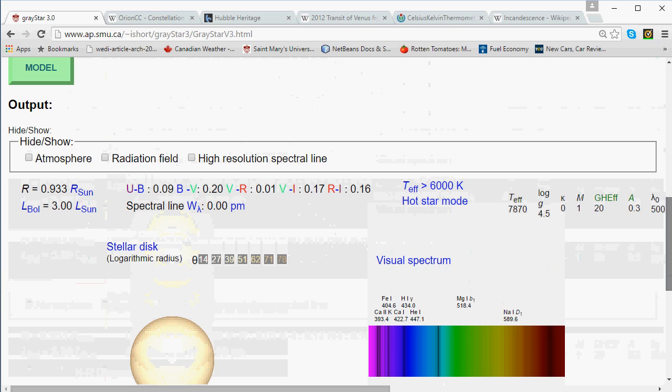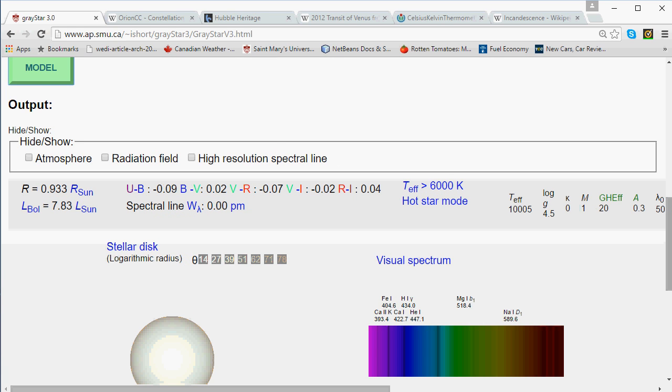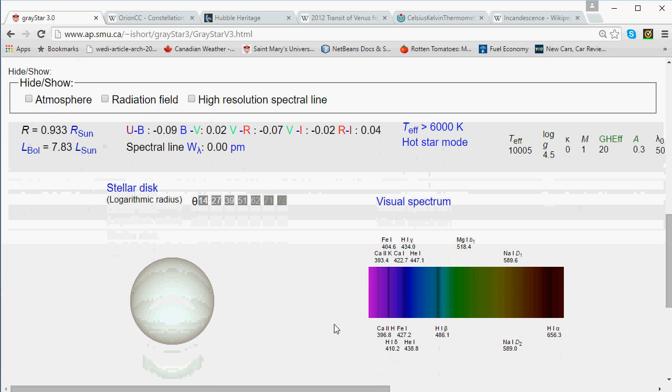And let's go down here and hit the model button. Keep your eye on what's going to happen to the image of our star here. And look at that. That's interesting. With an effective temperature of 10,000 Kelvin, the star comes out white in color.